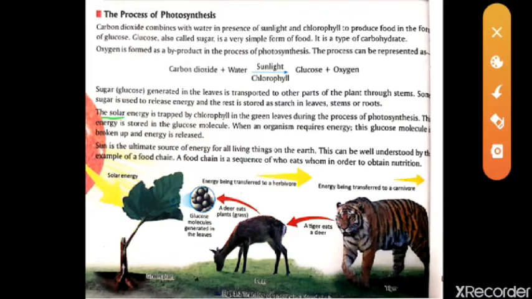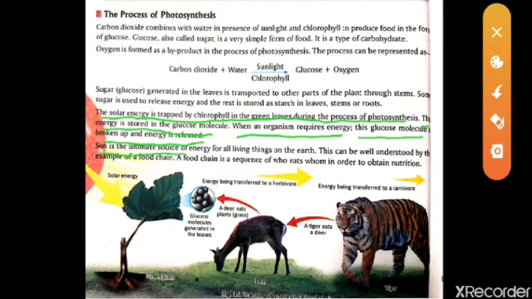The solar energy is trapped by chlorophyll in green leaves during the process of photosynthesis. This energy is stored in the glucose molecule. When an organism requires energy, this glucose molecule is broken up and energy is released. That means they are having the sugar, the glucose molecule, in the leaves. Whenever they need energy, the glucose is broken down and they get the energy.